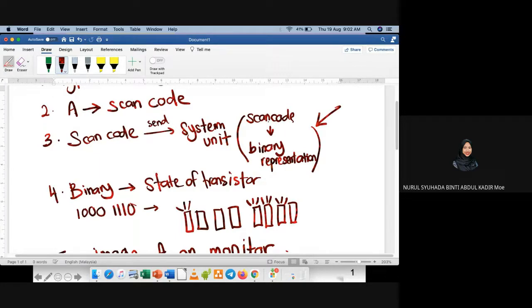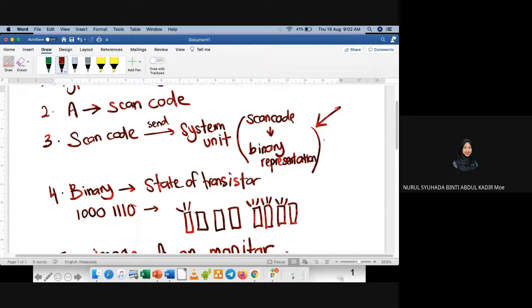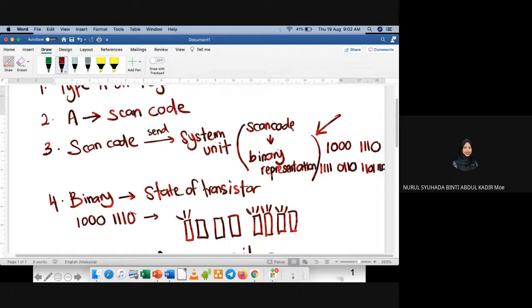Okay, when you convert the scan code to the binary representation, the binary representation of A ni can be something like macam tadi 10001110. Ini contoh ya, I tak tahu A yang betul apa. Ini just nak bagi contoh. Dia juga boleh jadi like 1111 0110 1101 1110 macam tu. So dua-dua ni boleh menjadi representation kepada A.